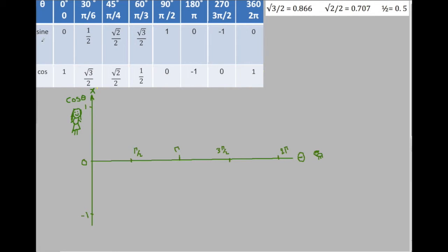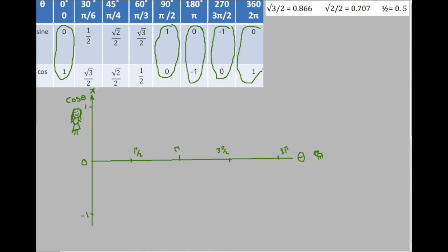I also put sine and cosine tables. So this is the initial position in the first quarter. This is the beginning point of the second quarter. And this is the beginning of the third quarter. And this is the beginning of the fourth quarter. And this is the end, back to the initial position. So I'm going to put these 5 points here.